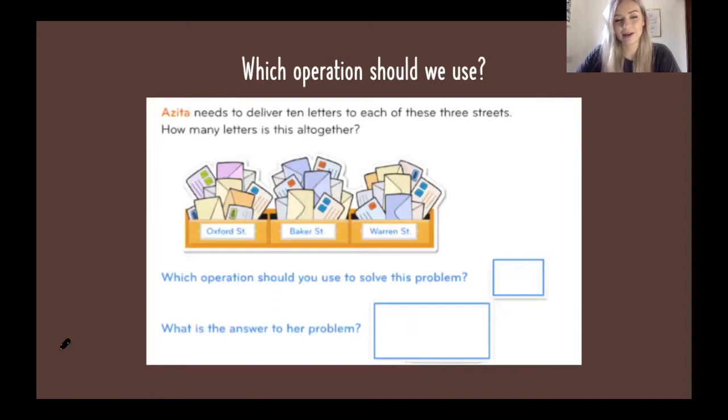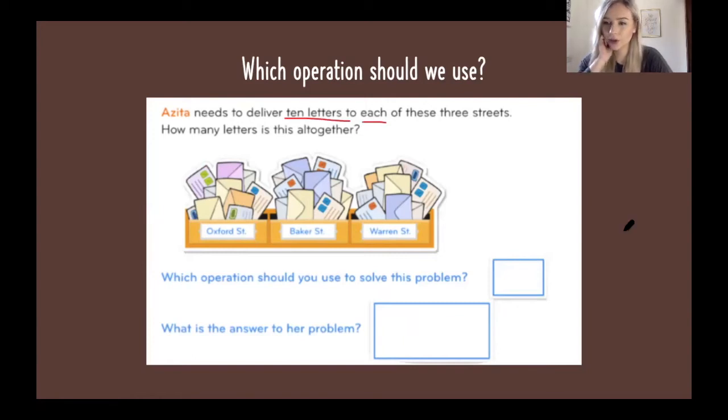So we've got another question from Azita. It says, Azita needs to deliver 10 letters to each of these streets. How many letters is this altogether? So we've got 3 streets here, Oxford Street, Baker Street, and Warren Street. And she needs to deliver 10 letters to each of these streets. How many letters is this altogether?